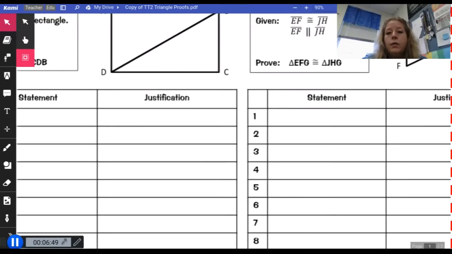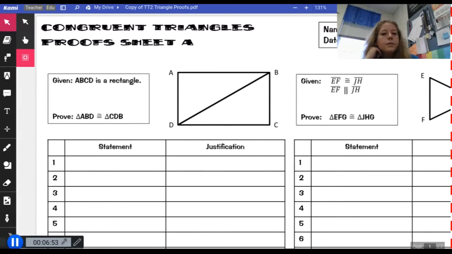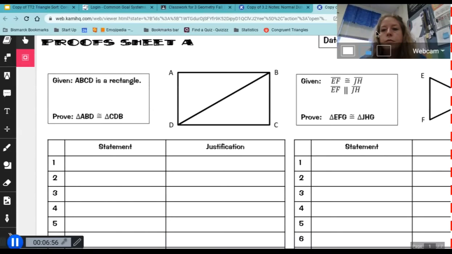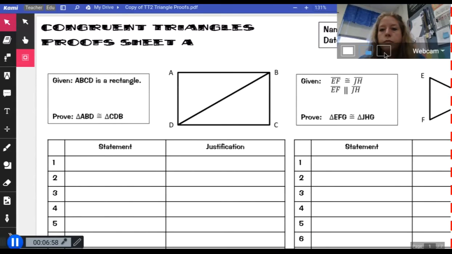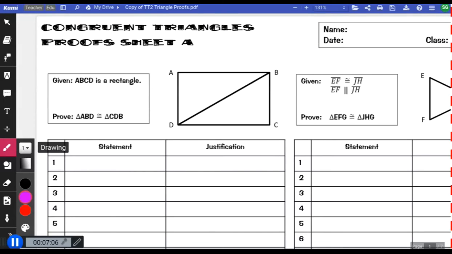Okay, so we know that this is a rectangle. I want you to mark everything you know about rectangles. We know that opposite sides of rectangles are congruent. We know that opposite sides of rectangles are parallel. Hopefully you know that opposite angles of rectangles are 90-degree angles. Those are all things you just know from learning what a rectangle is back in elementary school. We're going to use all those for this proof.